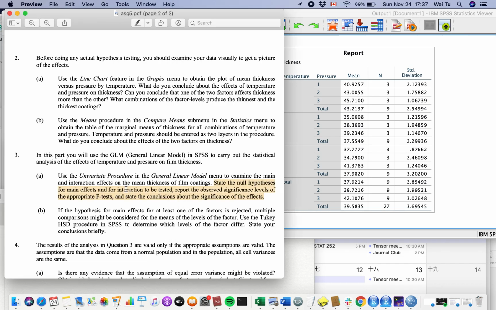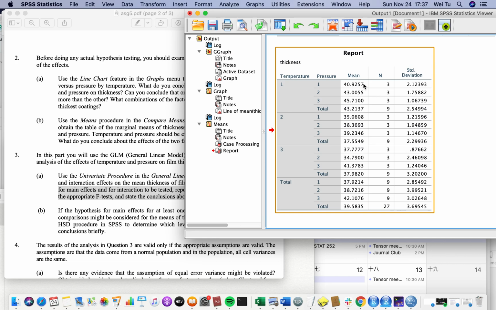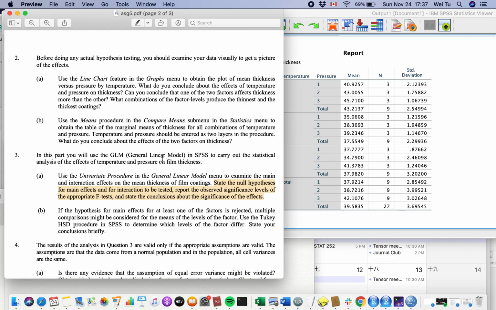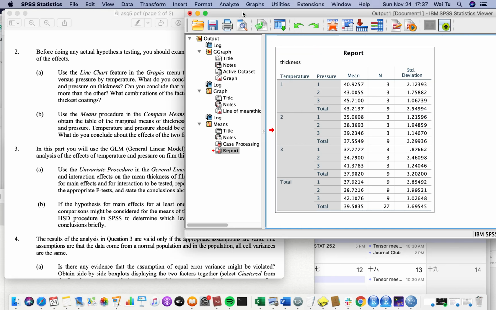And then for the interaction, you just say the null hypothesis is that there's no interaction effect between temperature and pressure, and the alternative is the opposite. Okay. So let's do the two-way ANOVA.